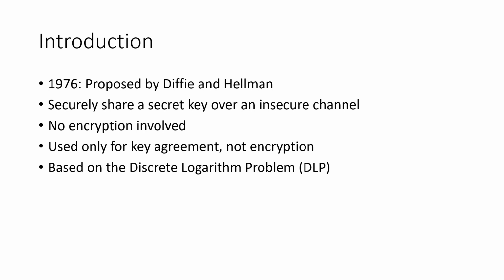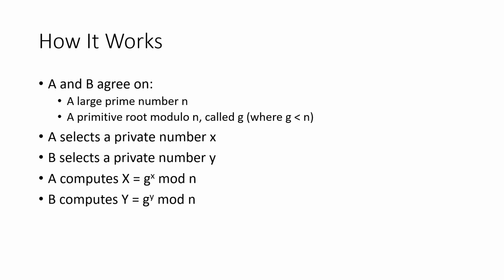But do note, Diffie-Hellman is not used for encryption or authentication. It's only used to agree on a shared secret key. Once that key is in place, you can then switch to symmetric encryption methods like AES to encrypt actual data.